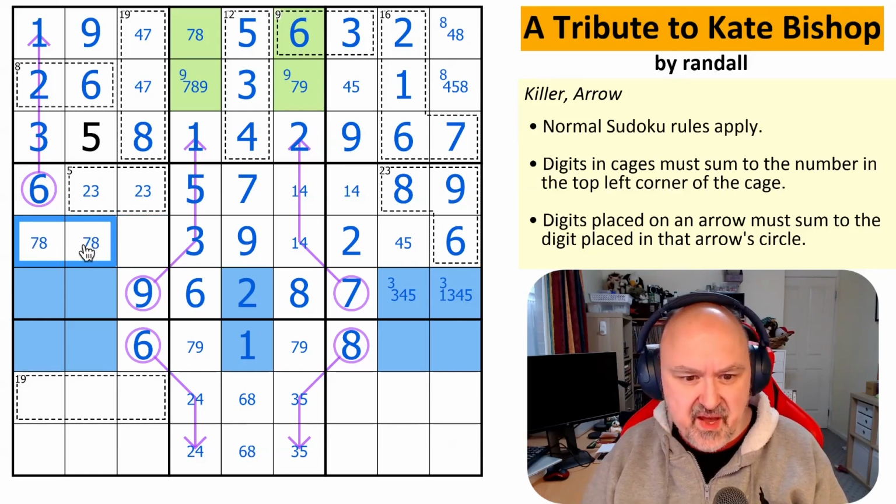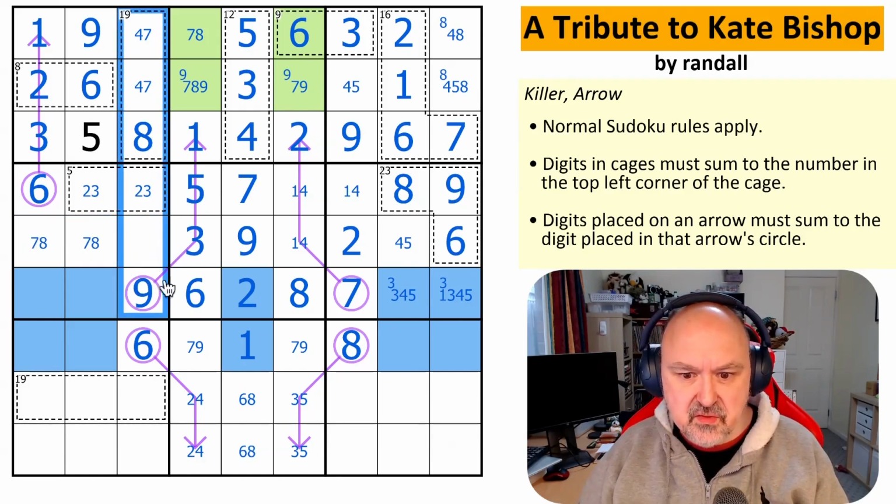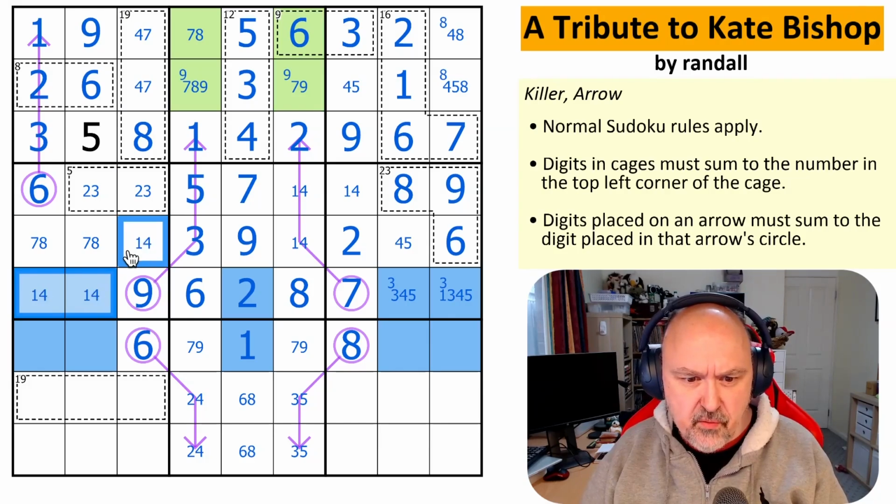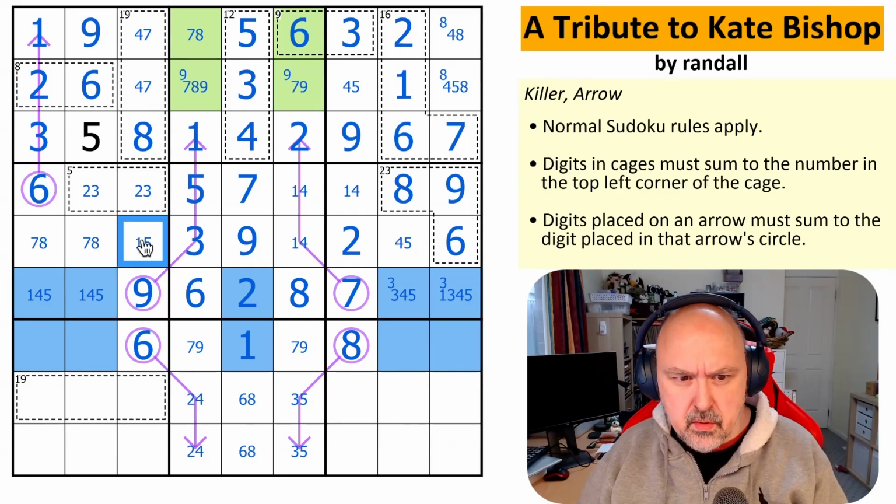So that's a 7, 8 pair. Because that's 4, 7 is looking down and that 7 is looking across. So neither 8 or 7 can go in those. So these are 1, 2, 3, 4, 5. And that's not 4. That's not 1. That's not 5.